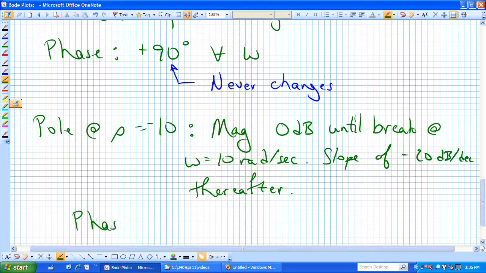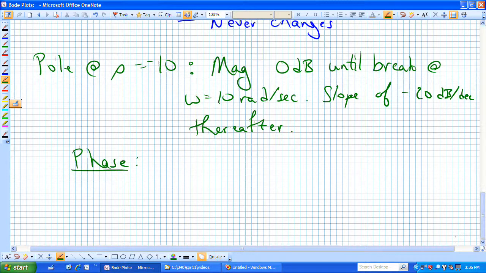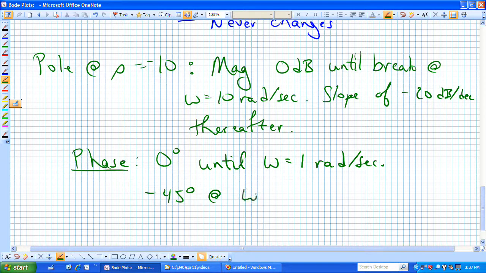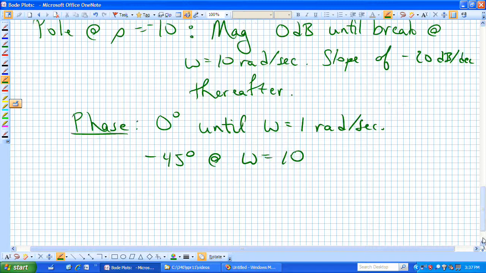The phase of these pole and zero factors is a different story. It turns on and turns off. It's going to be contributing 0 degrees until we reach a decade before the break. In this case, a decade before 10 is just 1, or 0.1 times 10, which is 1. It will be, because it's downstairs, minus 45 degrees right at the break. This is then on the sloping line. It will continue to slope at minus 45 degrees per decade until it reaches a decade beyond the break, which in this case is 10 times 10, or 100. And at that point, it remains minus 90 degrees from that point onward.